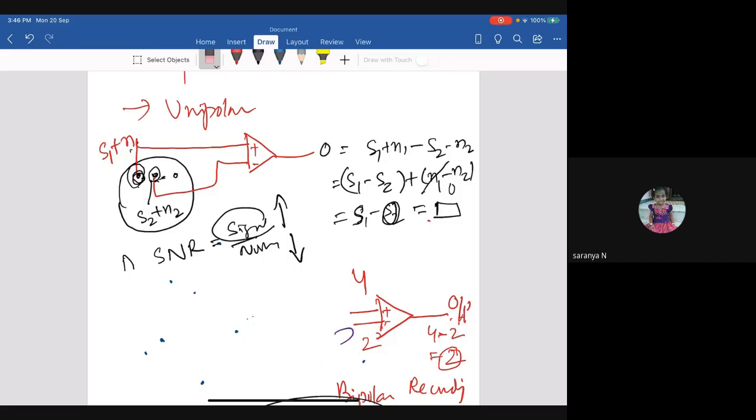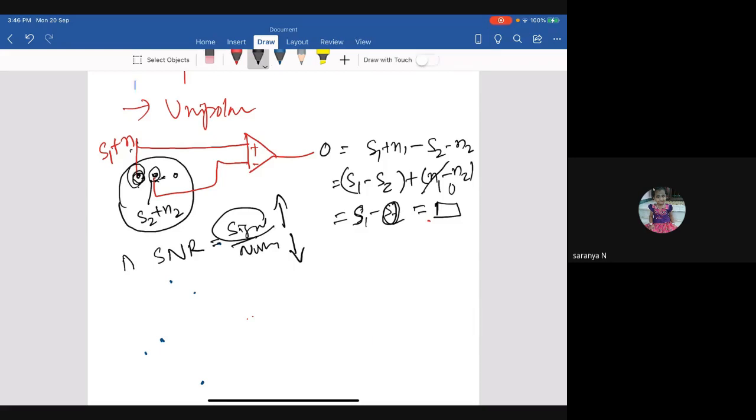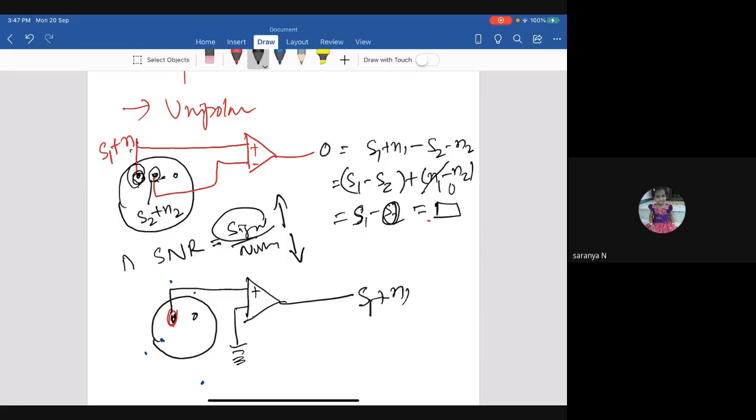In the unipolar mode, what is going to happen? Let's say this is the brain again, and these are my electrodes. Unipolar means, as I told you, my interest lies only with this electrode, or this location. Then what will I do? I'll connect it with my amplifier, and in unipolar mode, I'll short this terminal. Then what can I get? Here the signal was S1 plus N1, right?